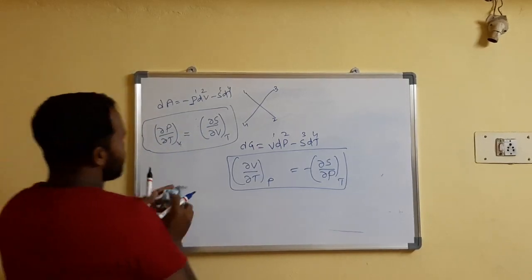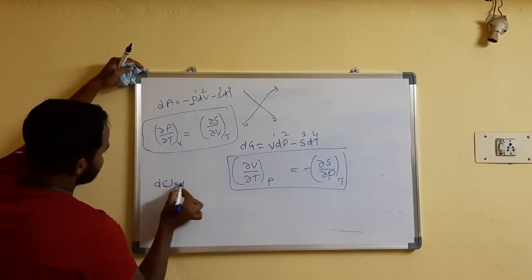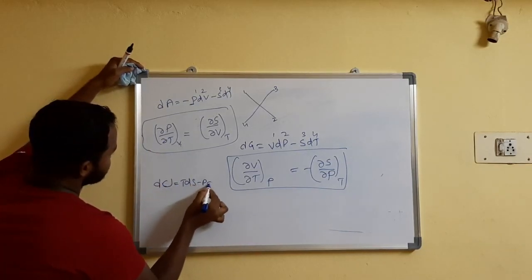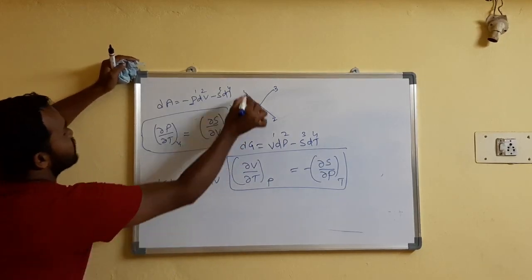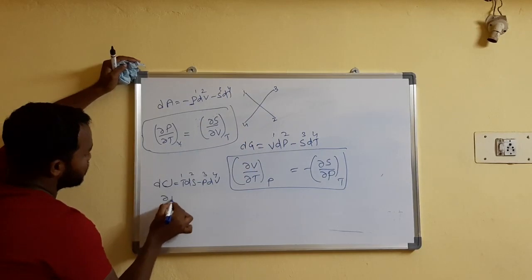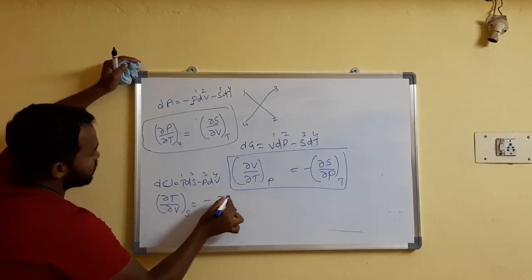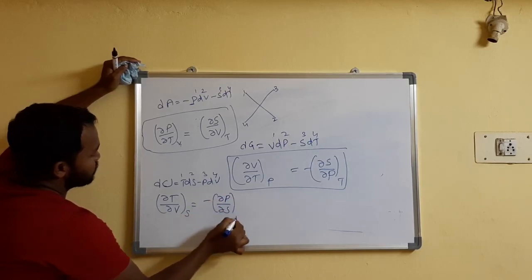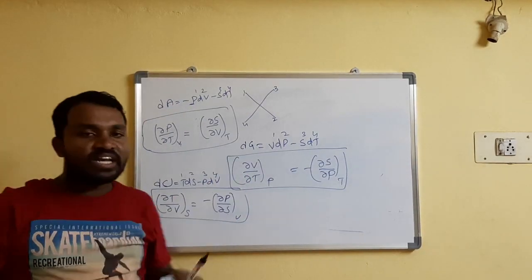And one another Maxwell relation is what? dU is equal to TdS minus PdV. So just remember, friends, 1 2 3 4, right? So already we know that 1 by 4 is what? ∂T by ∂V at S is equal to what? Minus ∂P by ∂S at V. So these are the 4 Maxwell relations.